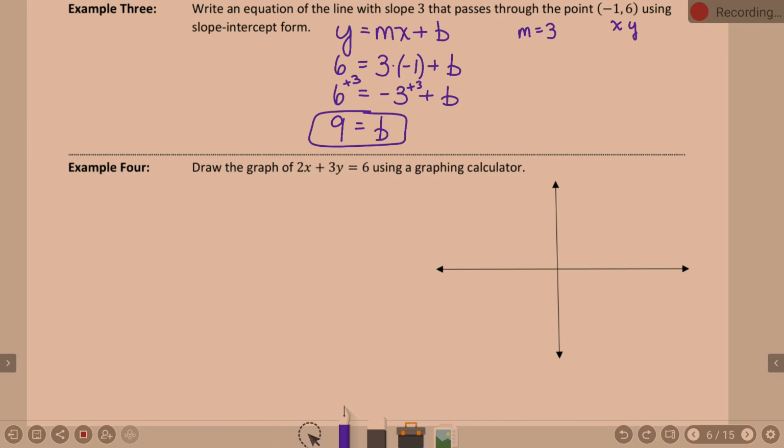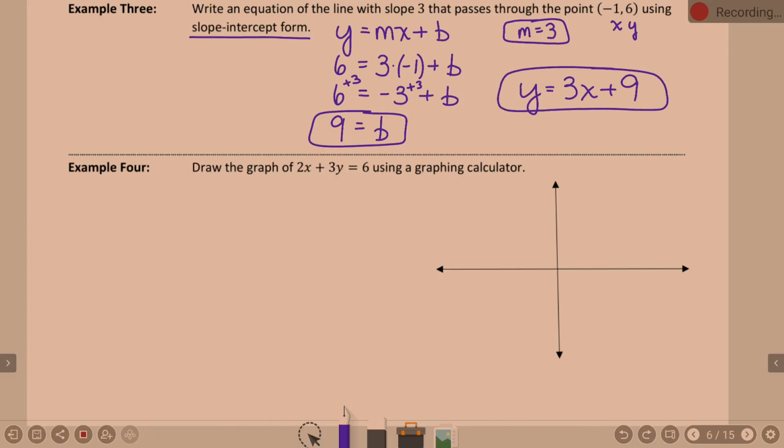Now, am I done? Is that my final answer? No. Okay. b is 9. What else did we know? Oh, m. m is 3. It asks us to write an equation using slope-intercept form. What's my slope-intercept form? y equals 3x plus 9.